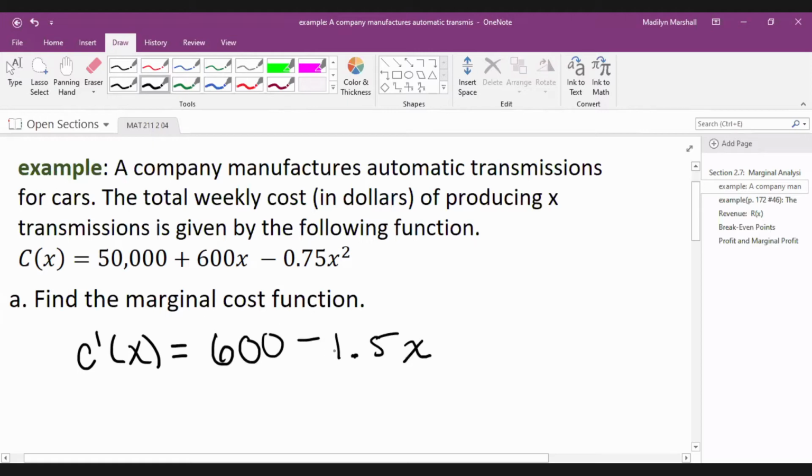So this would be the way if we're just going term by term to take the derivative: that 50,000 goes away completely. That's our constant. So something that doesn't have a variable in it is just 0. The 600x just becomes 600 when we do the derivative. The x lowers by 1. And then for that last term, the 2 is going to multiply with the 0.75 to make 1.5, and the x gets its power lowered. So this is the marginal cost function, but if you want to switch these, that is fine.